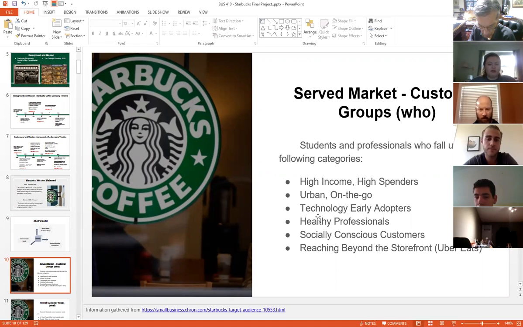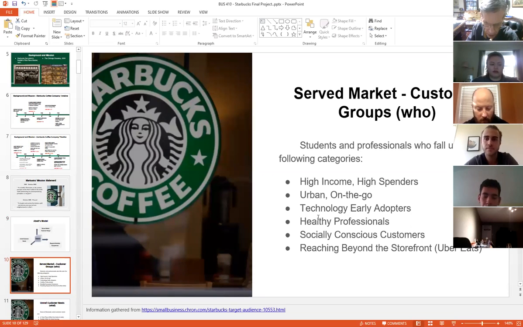As well, the socially conscious customer. If you go to the Starbucks website, you'll see that they really care about the well-being of the planet and of the farmers. So definitely someone socially conscious and reaching beyond the storefront, meaning that back in 2017 or 2018, Starbucks established a partnership with Uber Eats, where you just order a Starbucks drink via Uber Eats and it is delivered to the door of your house or apartment.